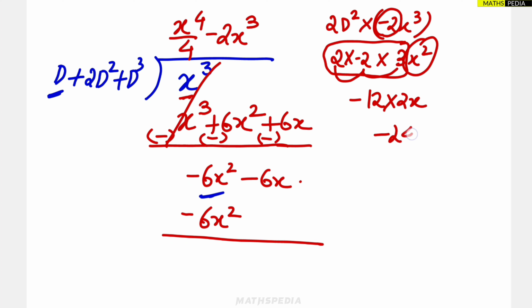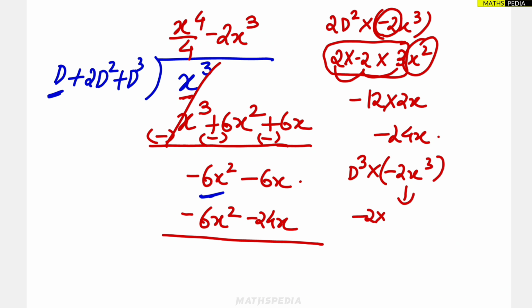It will be minus 24x, right? So you have to write it as what? Minus 24x. Now we have to multiply D cube also. So D cube into minus 2x cube. So 3 times differentiation. First differentiation, what will happen? Minus 2 outside. Differentiation of x cube is 3x square, right?